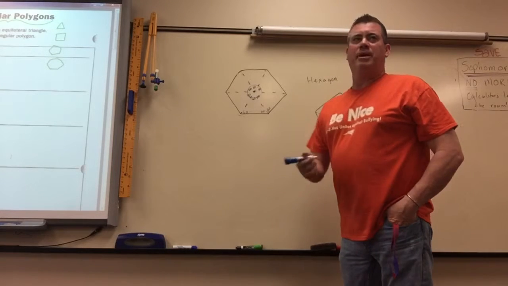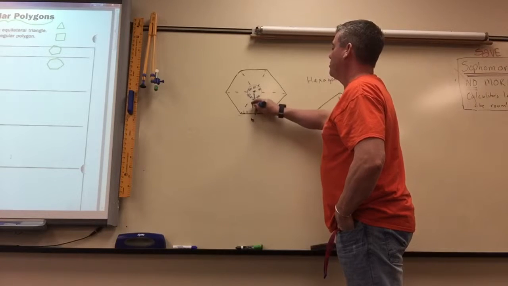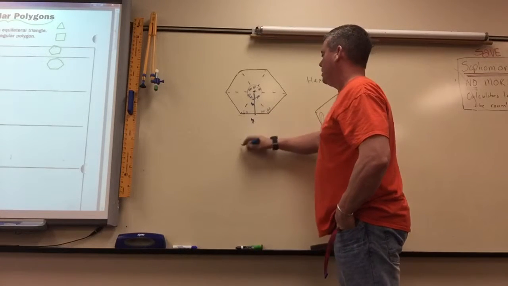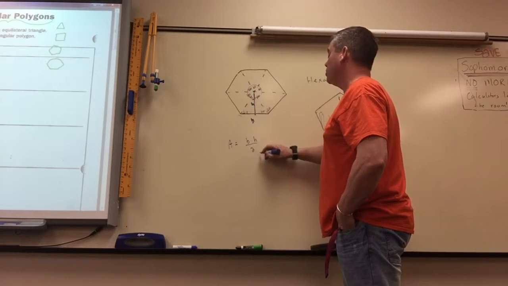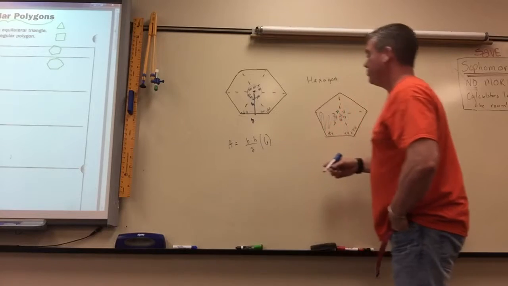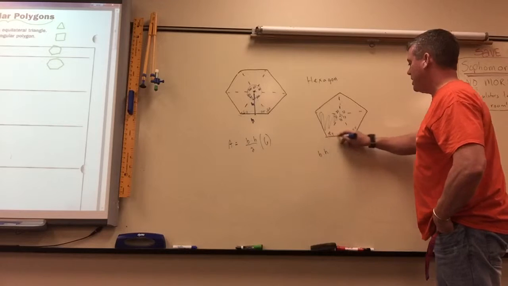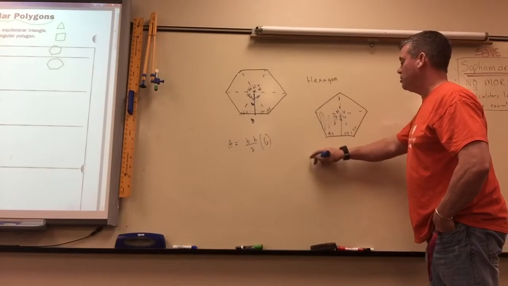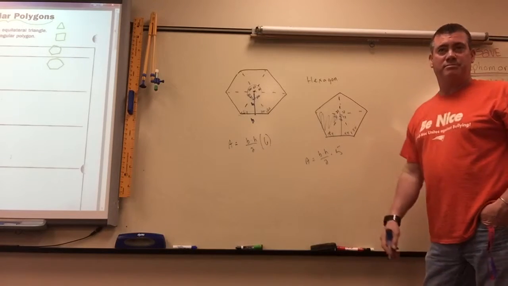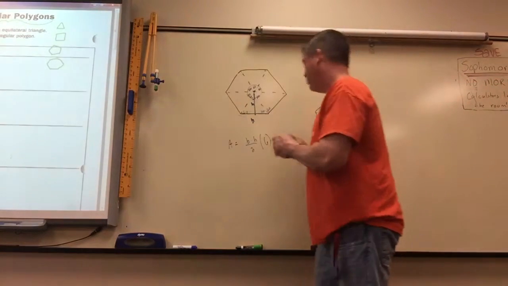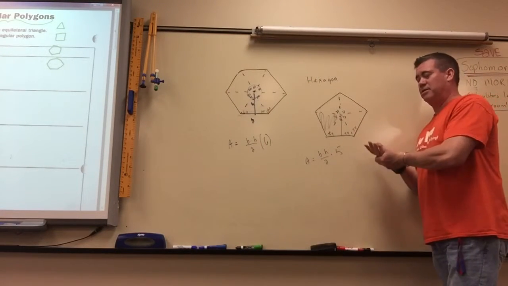Remember, the area of a triangle is base times height divided by 2. Correct? Right. So for this one, the area would be the base times height divided by 2 times 6. Here it would be the base times the height divided by 2 times 5, because there's 5 of them, right? Okay? Now, you could sure do it that way, but there's a formula, which actually is already up here.